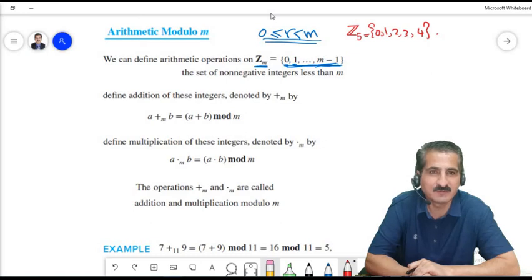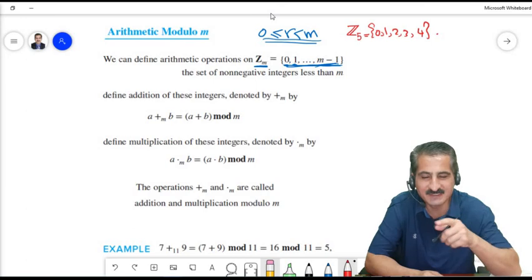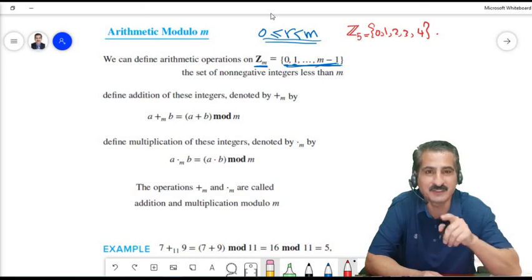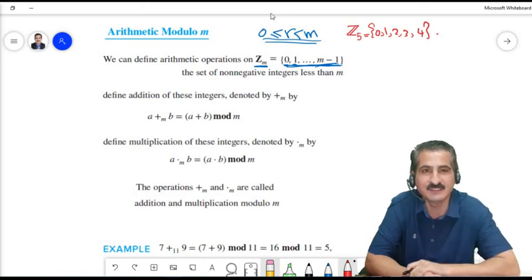Take a number, 2,002,500. Divided by 5, the remainder is 0. So that number is congruent to 0. Take any other number. Let's take a negative number. Take any number. You will find it congruent to one of these, modulo 5. Take a negative number.